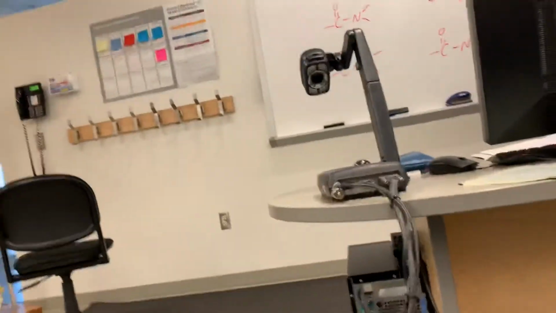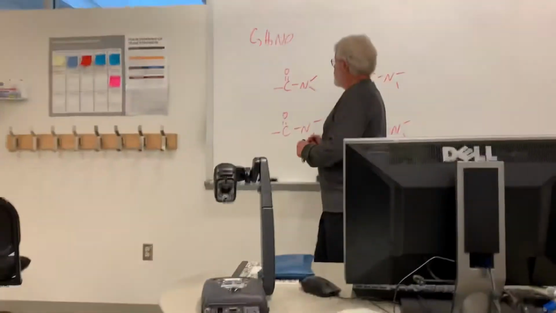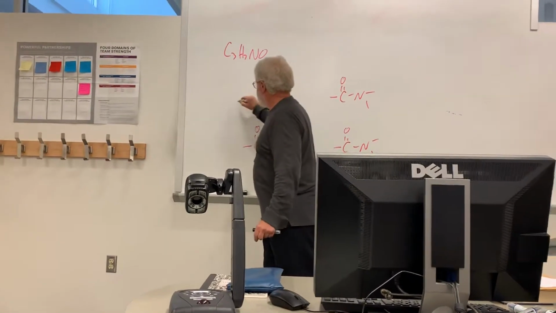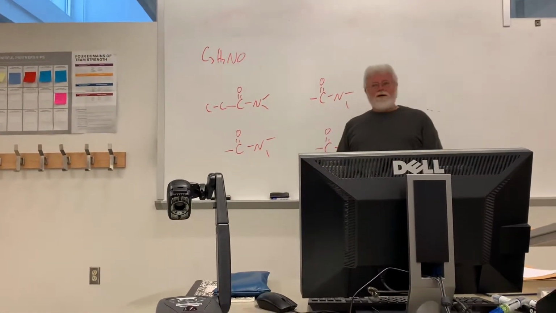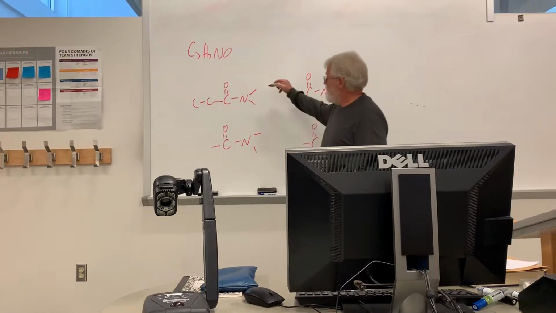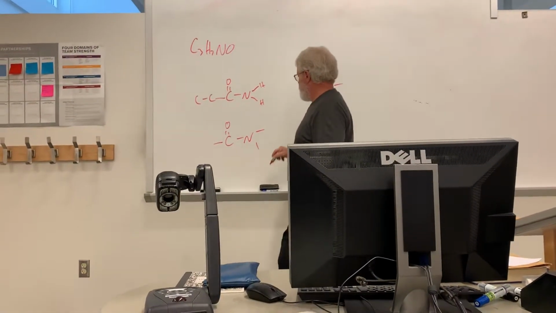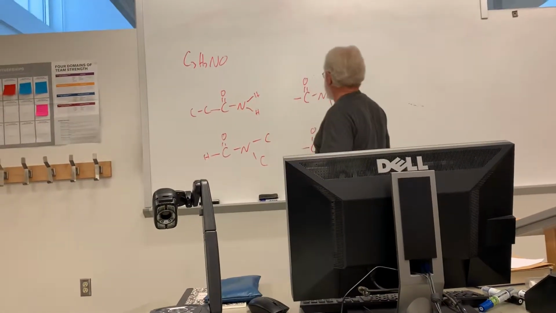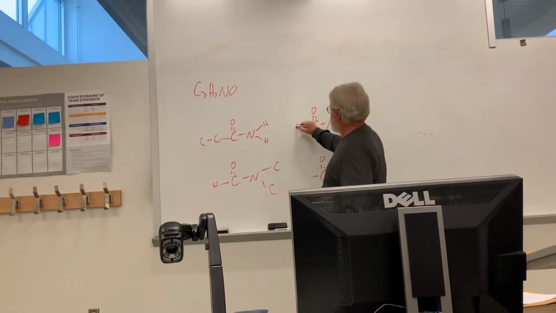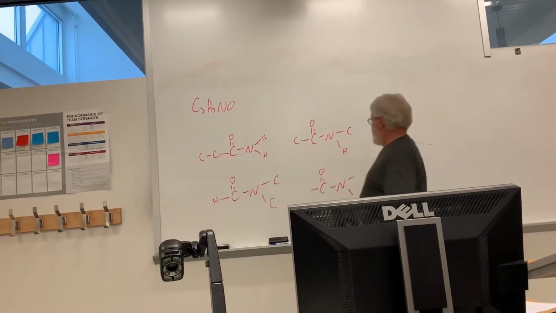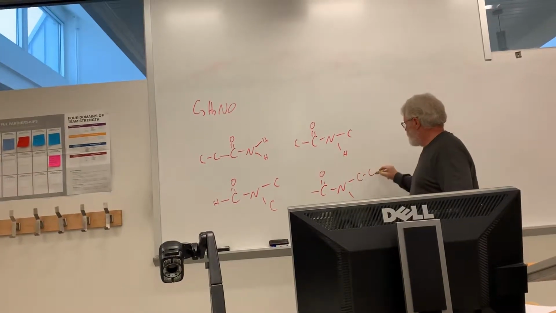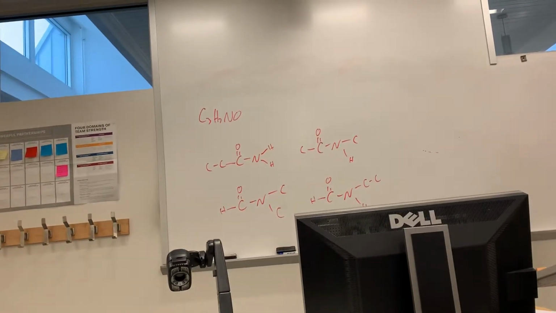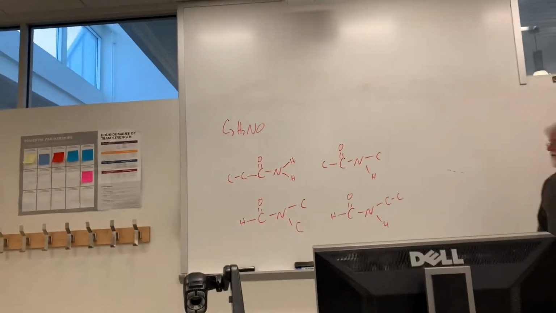Total of 3 carbons. So here's 1. So 2 more carbons. Maybe they both go there, meaning these have to be hydrogens. Maybe they both go there, meaning this has to be a hydrogen. Maybe one goes there, meaning this has to be a hydrogen. And there could be an ethyl group on here, meaning these are both hydrogens. So those are the 4 possibilities.